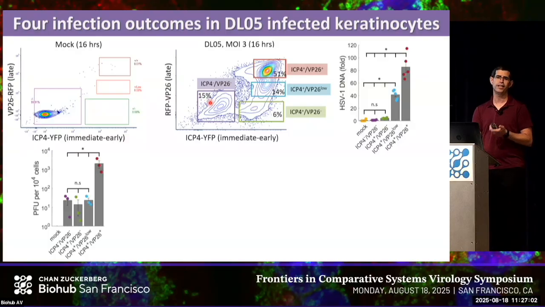Some people call these bystander cells. I'm happy to mince words during the discussion. But clearly they have been exposed to the virus and are not producing progeny.